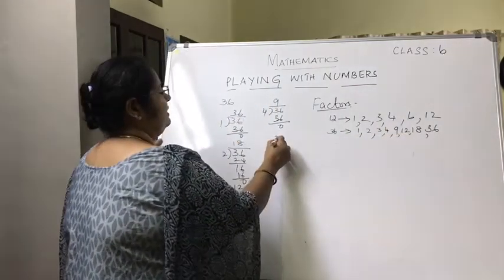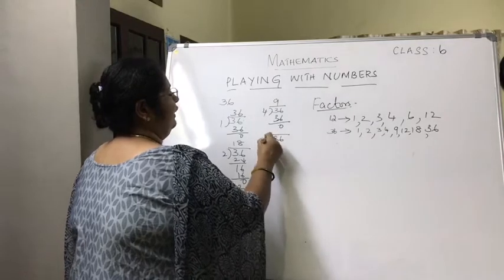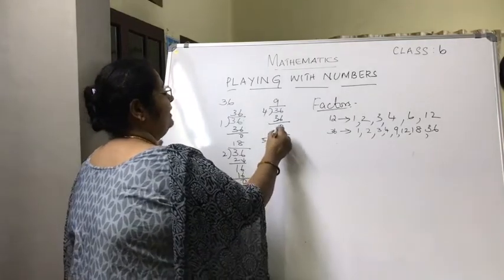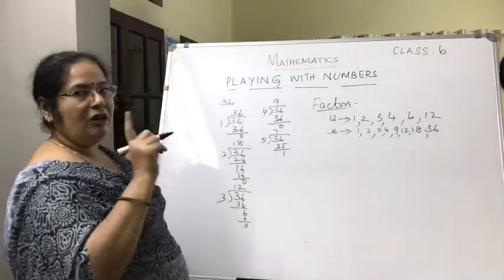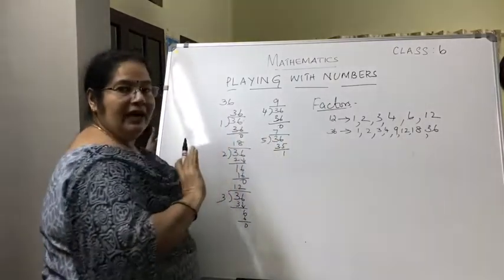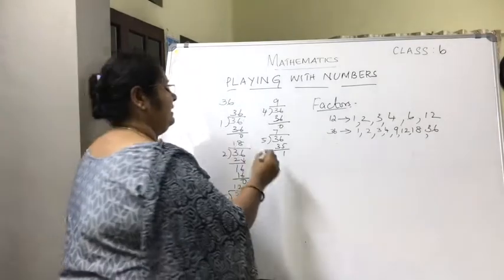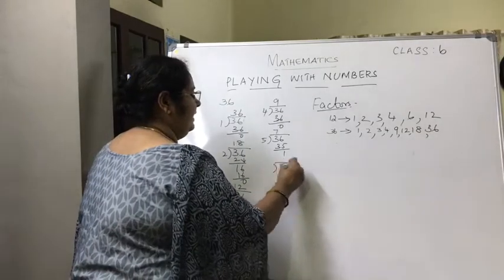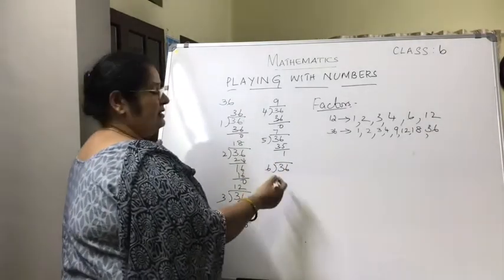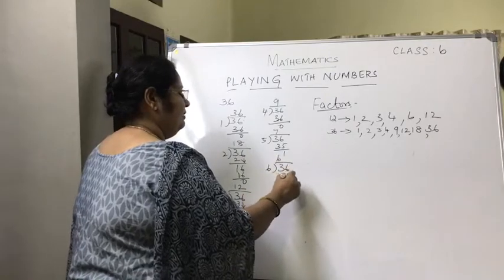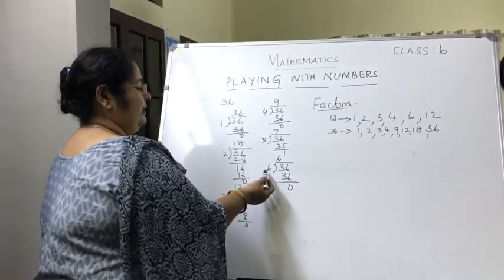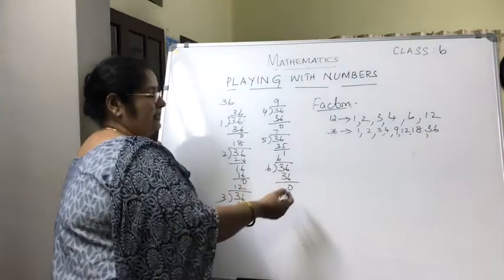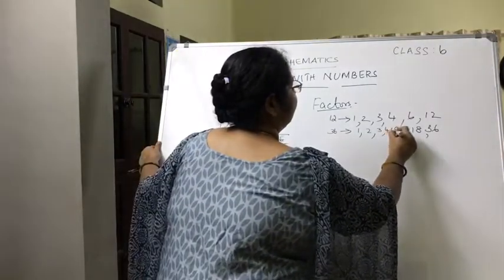Next, 36 divided by 5. 5 in 36, how many times? 5 sevens are 35 with the remainder 1. The remainder is not 0. So 5 and 7 are not the factors of 36. Next, 36 divided by 6. 6 in 36, how many times? 6 6s are 36. The remainder 0. So here 6 is a factor. The divisor 6 is a factor.